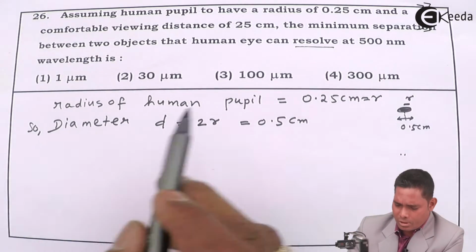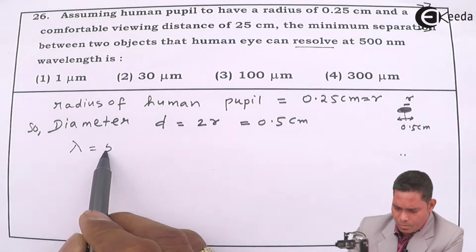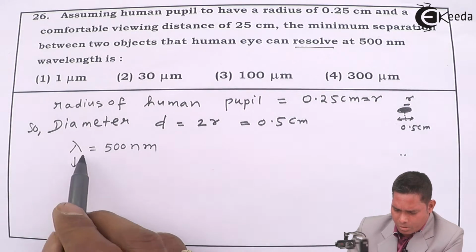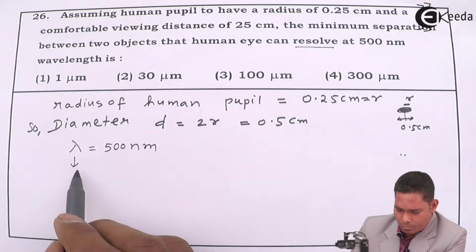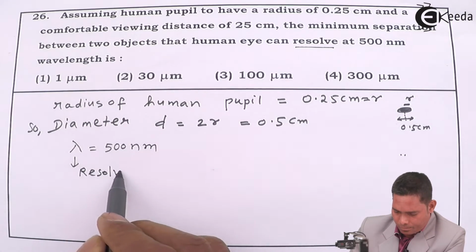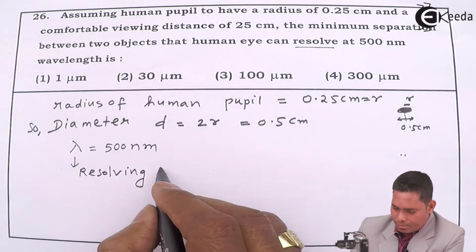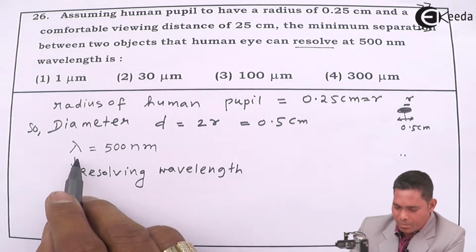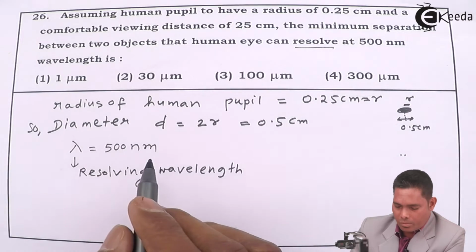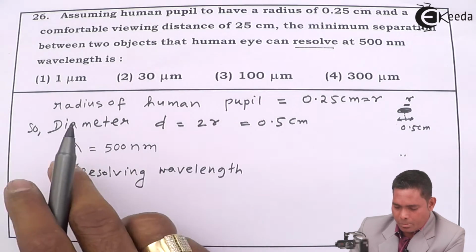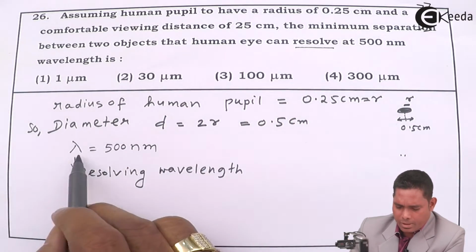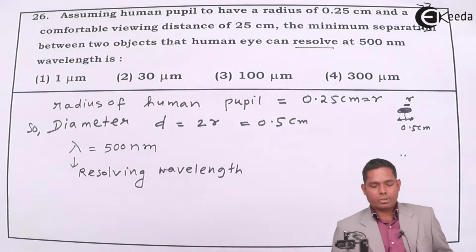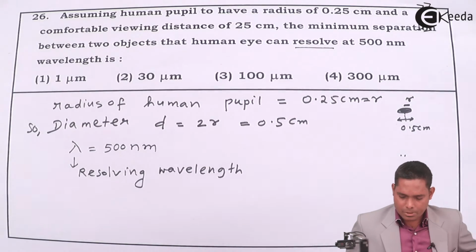Okay, the wavelength here is 500 nanometer. That means this is a resolving wavelength. If the wavelength is less than this, then we cannot resolve. If it is greater than that, it's fine. But if it is less than this, then we cannot distinguish the two objects as separate objects.